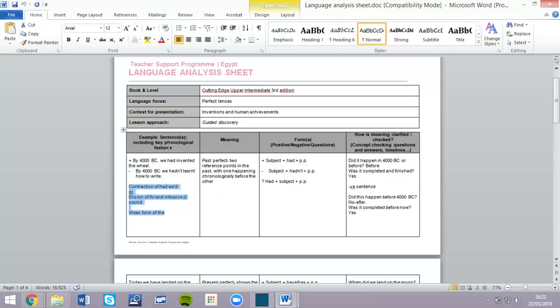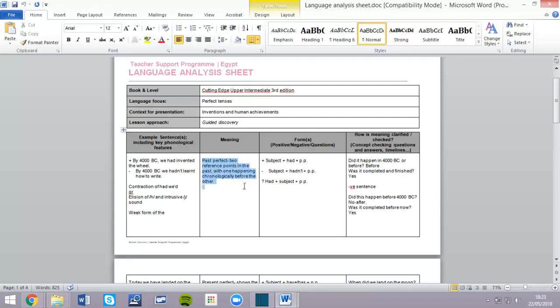Beneath this are key phonological features, as it suggests here. So we're looking at the pronunciation, so contraction, weak forms, connected speech, sentence stress, word stress. Stress should be shown also.